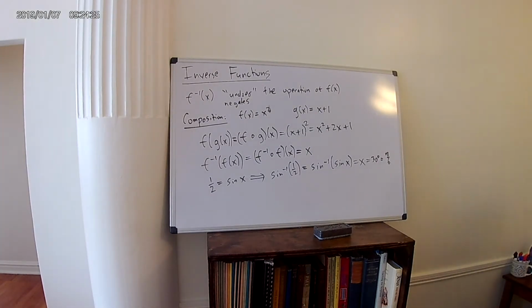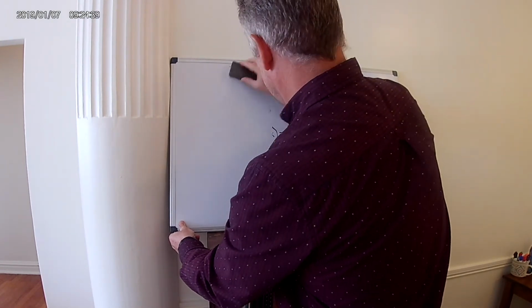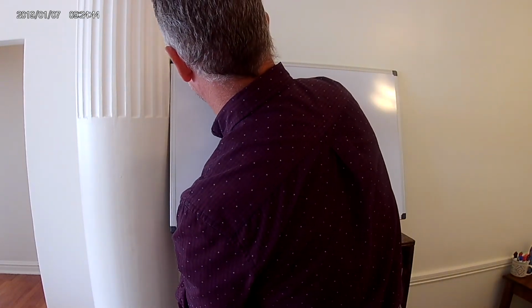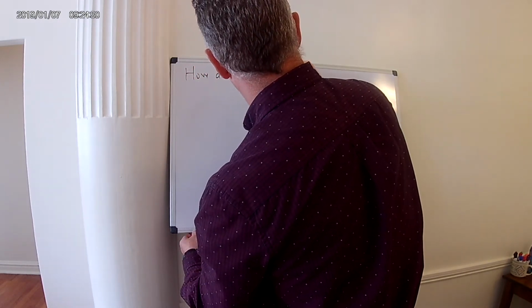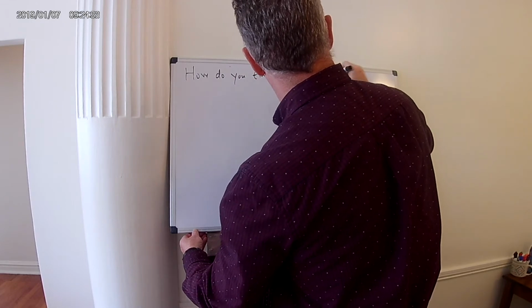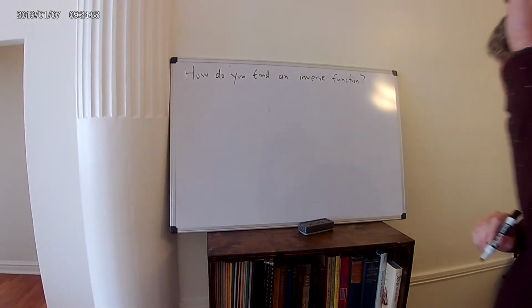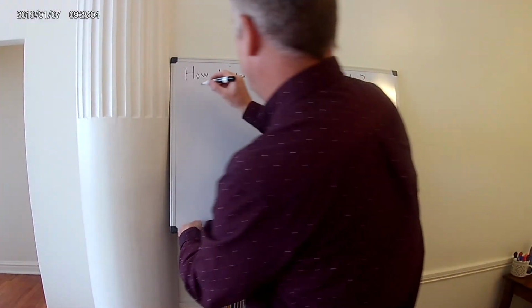All right, we've done that. Let me talk to you guys about finding inverse functions for things. How do you find an inverse function? Let's take a very simple example and let's suppose I had a function f of x.